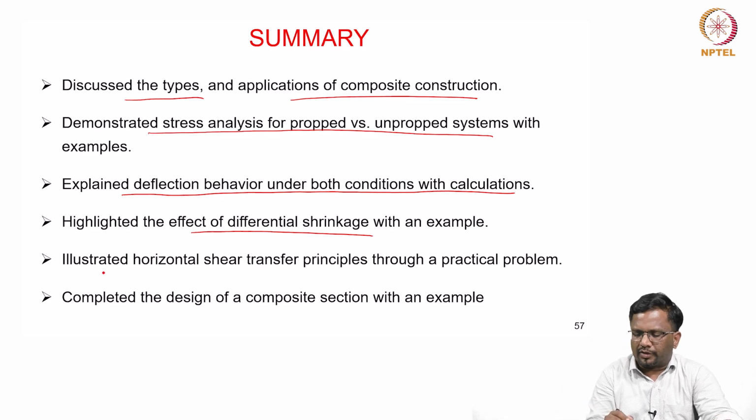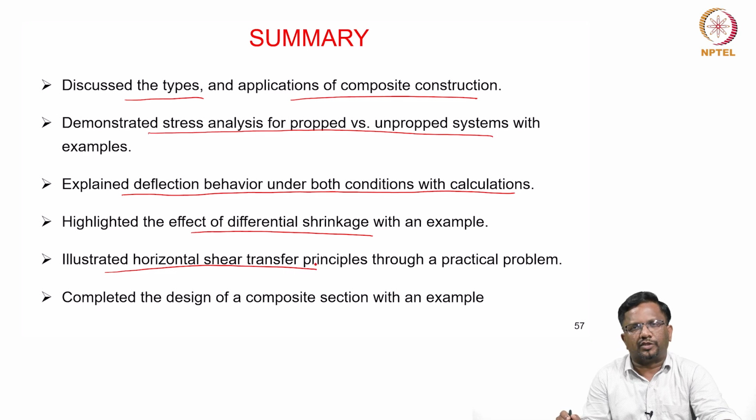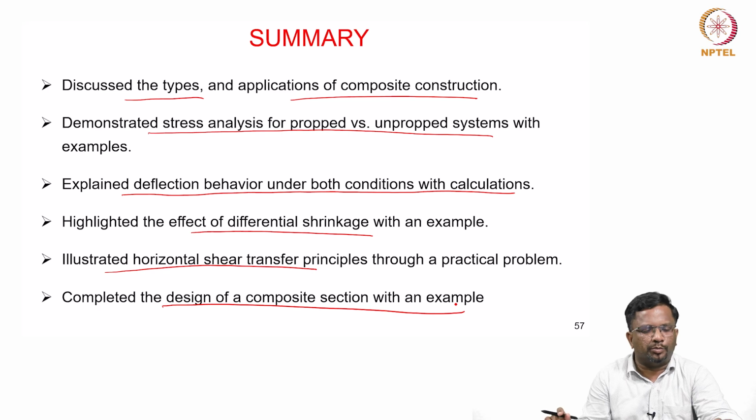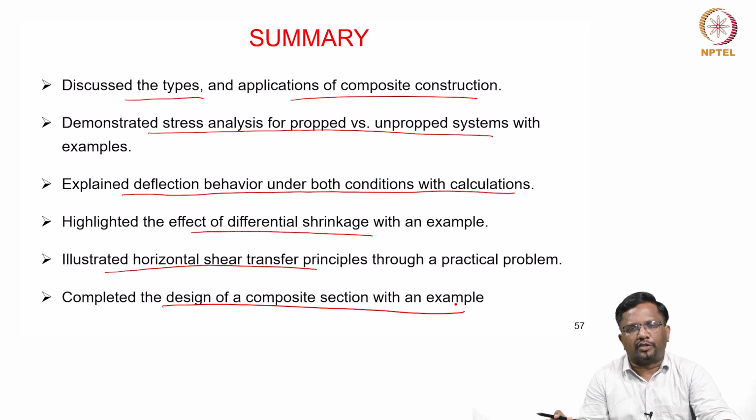And we also illustrated how to calculate the horizontal shear stress, and then how to design the stirrups to ensure that there is not going to be any horizontal slip between the slab and the precast beam. And we also completed one design of a composite section with a simple example. So with this, we are completing this module. Next video, we will be moving on to the next module.